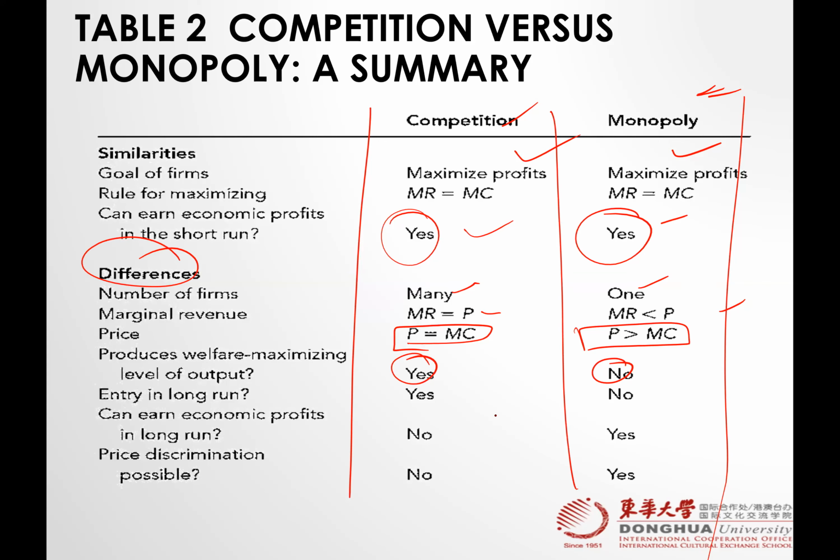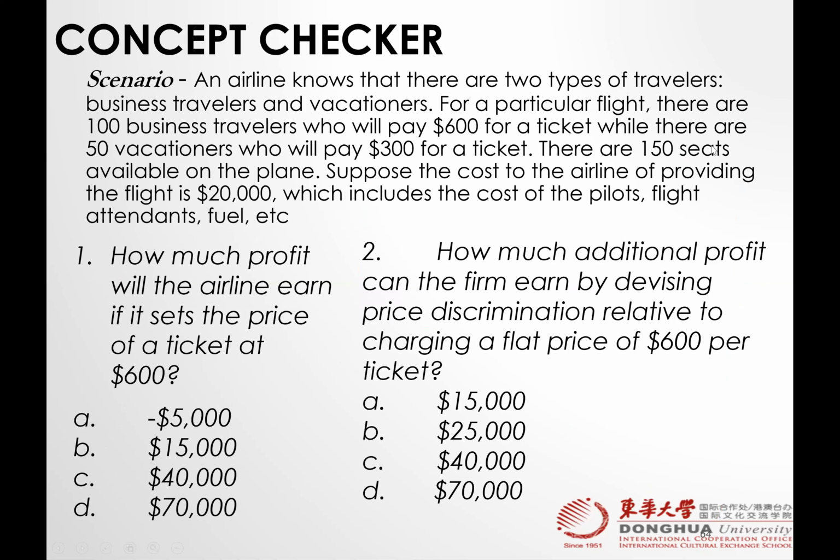In the long run, is entry possible? In competition, entry is possible in the long run, but there is an entry barrier in monopoly. Price discrimination is not possible in competition, but it is possible in monopoly. Plus economic profit: competition can never enjoy economic profit in the long run, but monopoly can, right? So we have concluded our discussion here.